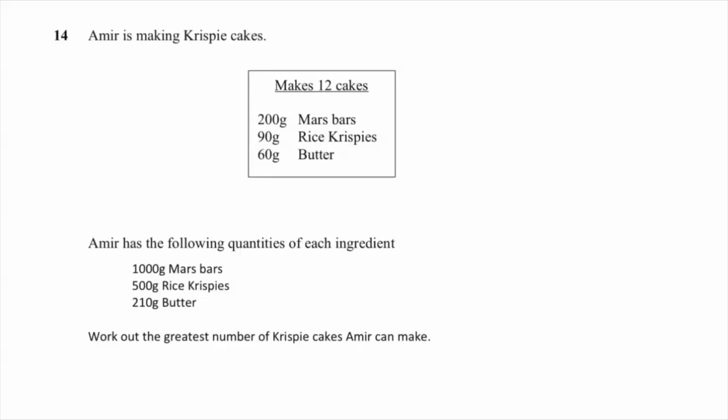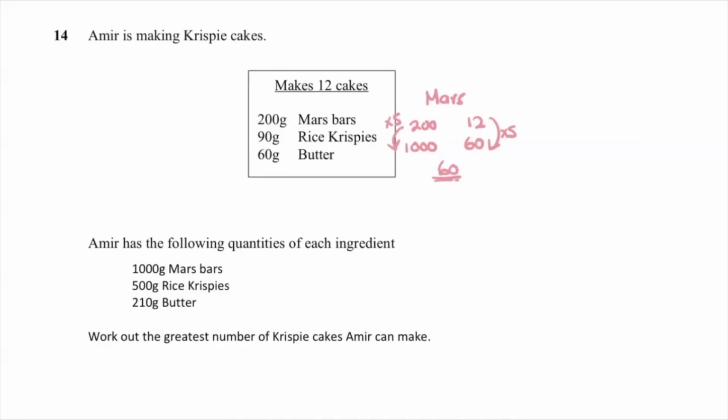So let's consider the first one. We've got our Mars bars. I know from the recipe that 200 is making me 12. I know from the information that he has 1,000 grams worth of Mars bars. Now, to get from 200 to 1,000, I just need to times by 5. So I'm going to do the same here. And that tells me we've got enough Mars bars to make 60.